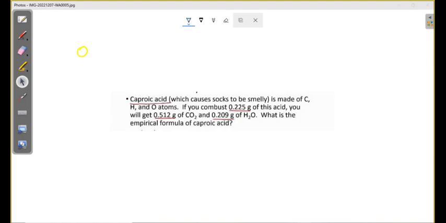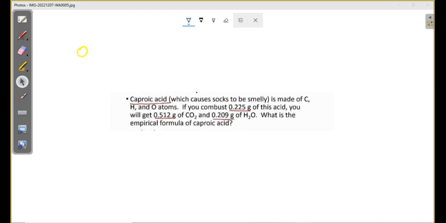Caproic acid, which causes socks to smell, is made of carbon, hydrogen, and oxygen. If you combust 0.225 grams of this acid, you will get 0.512 grams of carbon dioxide and 0.209 grams of water. What is the empirical formula of caproic acid?